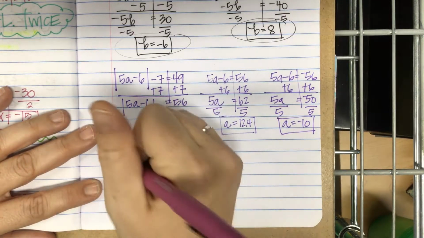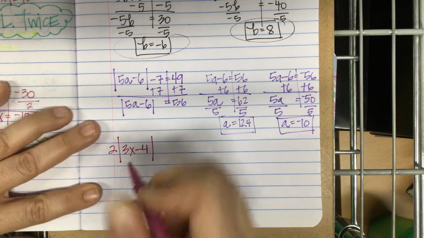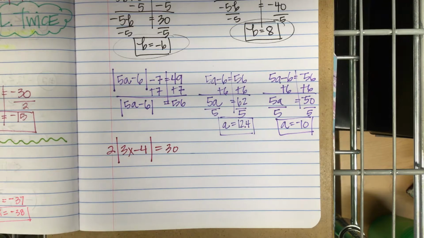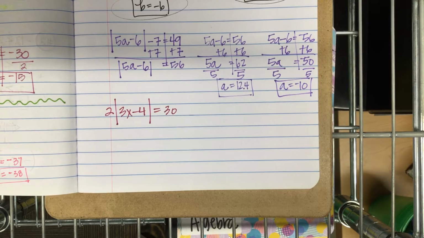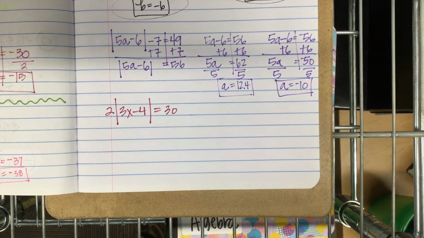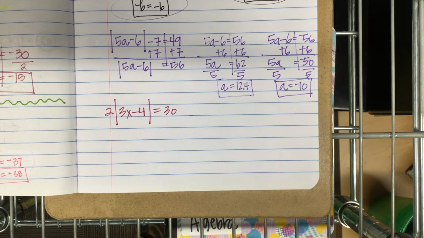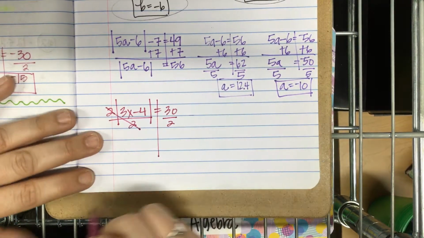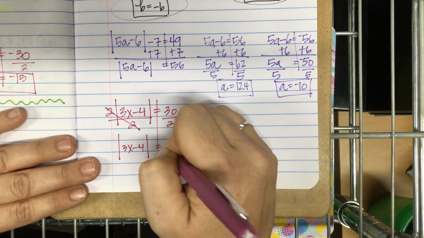Absolute value, 2 times the absolute value of 3x minus 4, equals 30. So we have to isolate the absolute value. What do I need to move? The 2. What operation is the 2 performing? Multiplication. So how do I move it? Division. I'm going to divide by 2, and divide by 2. So I'm left with the absolute value of 3x minus 4 equals 15.